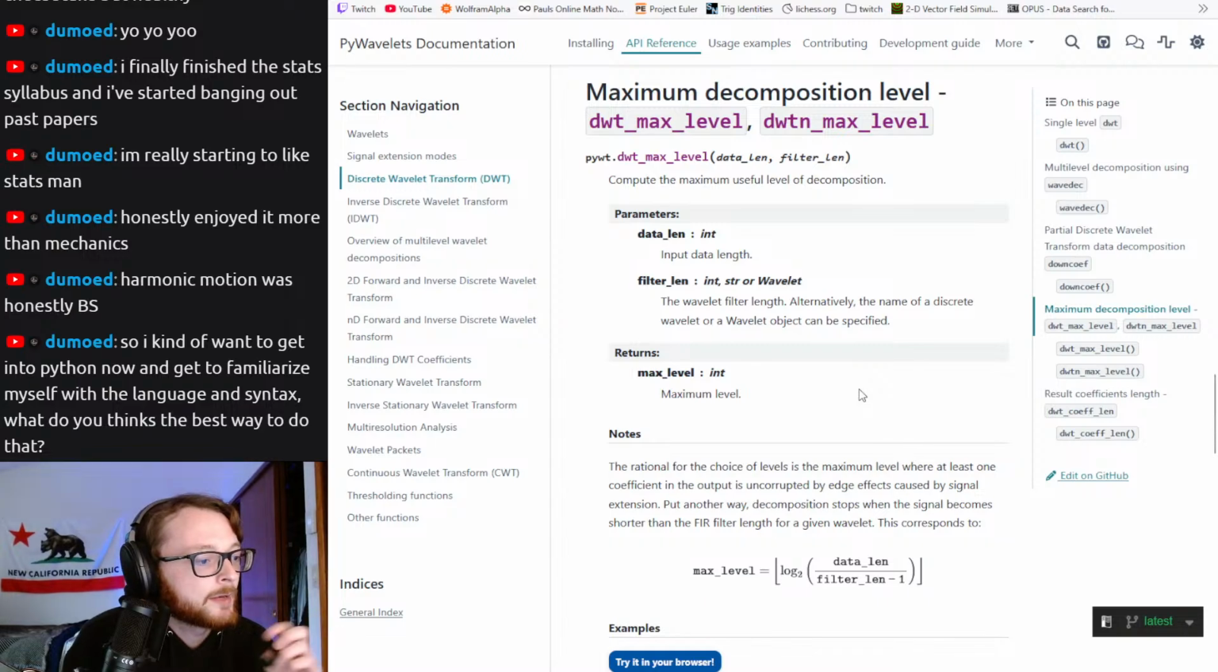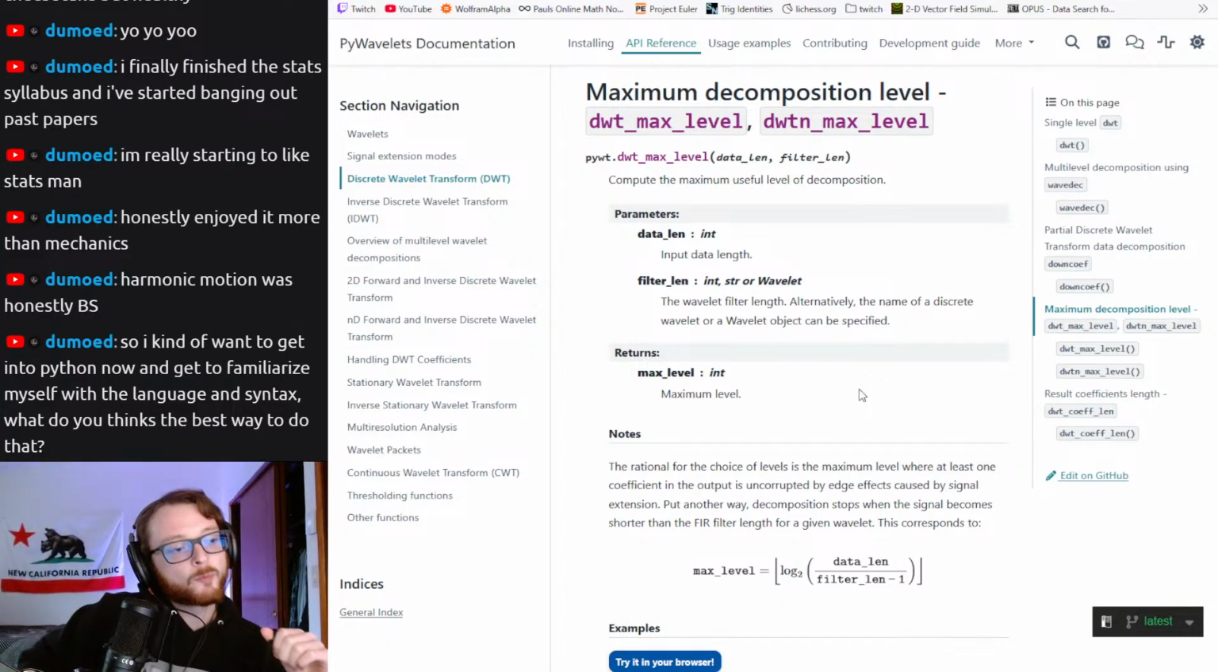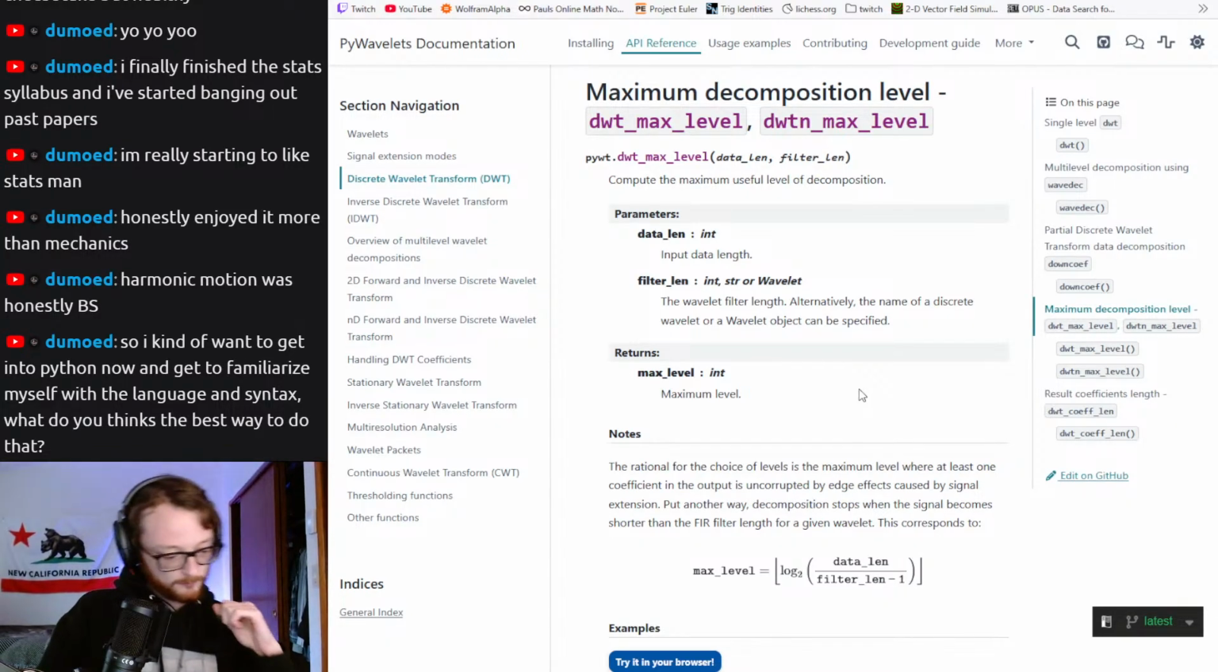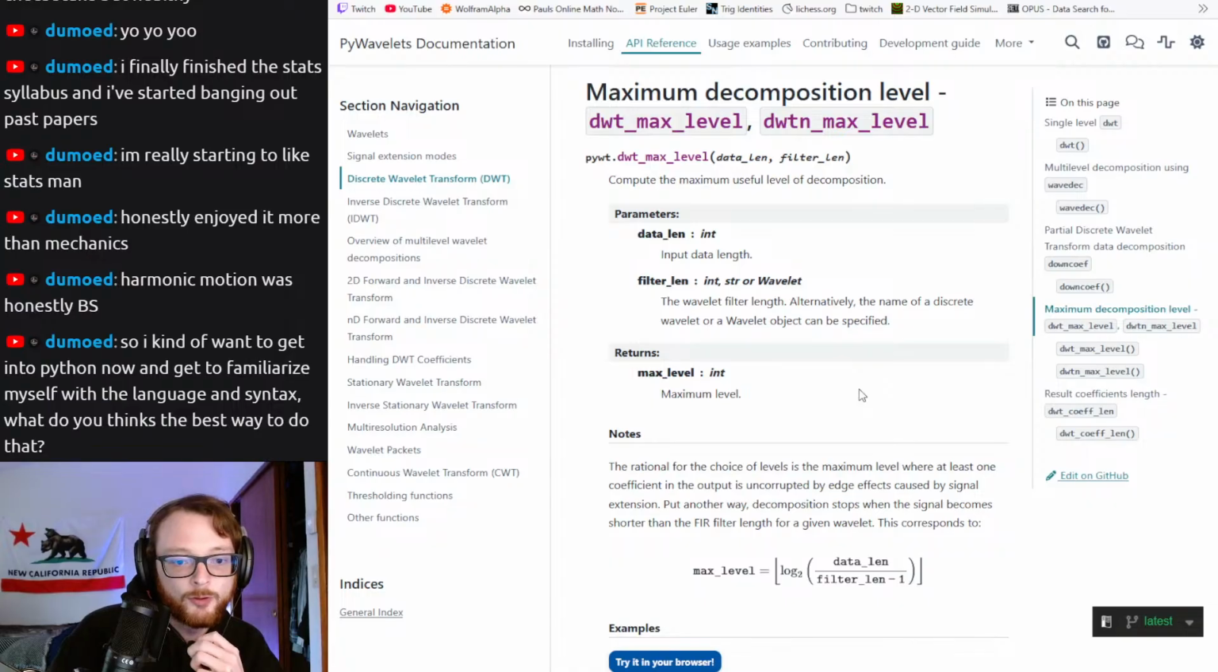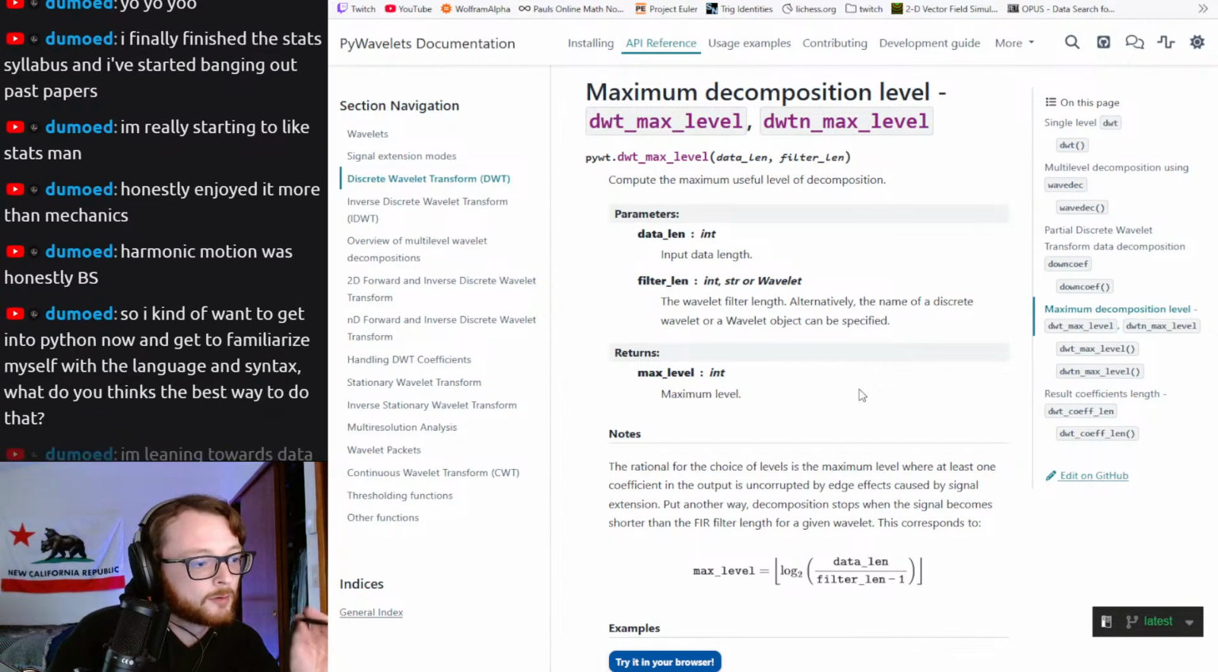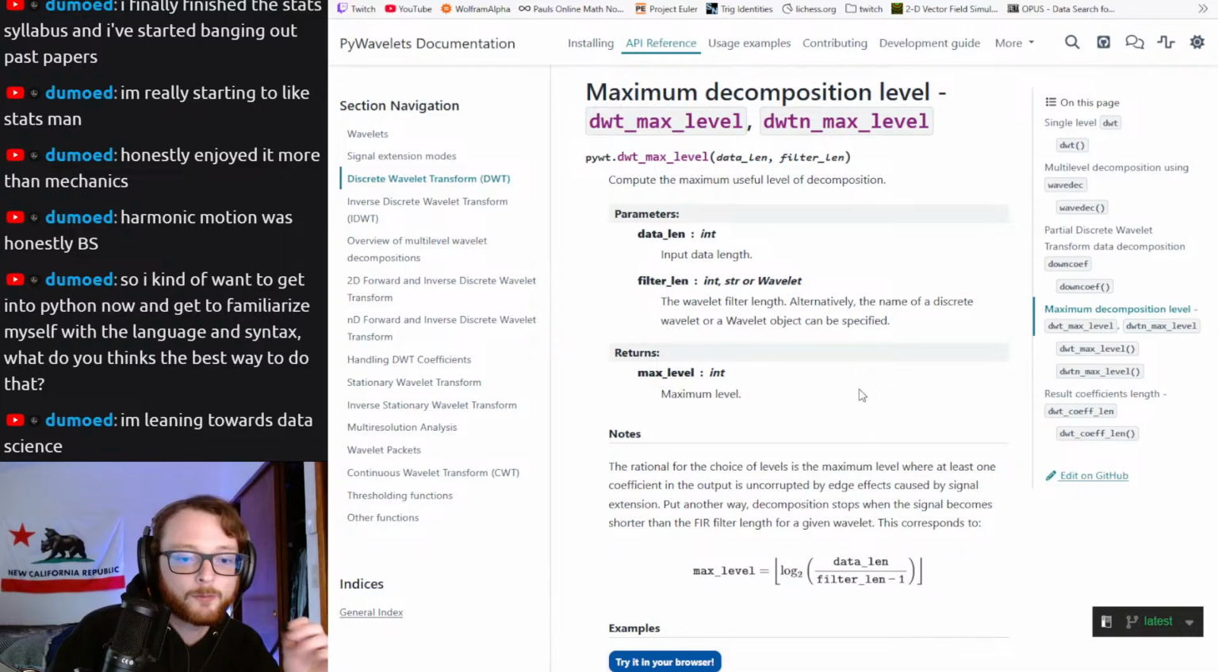I kind of want to get into Python now and get to familiarize myself with the language and syntax. What do you think is the best way to do that? Do you have a specific goal with programming? Like, do you want to make apps? Do you want to do math with it like I'm doing, or maybe you don't have a specific goal and you just want to generally learn programming? Leaning towards data science. Okay, so that's basically what I'm doing here.